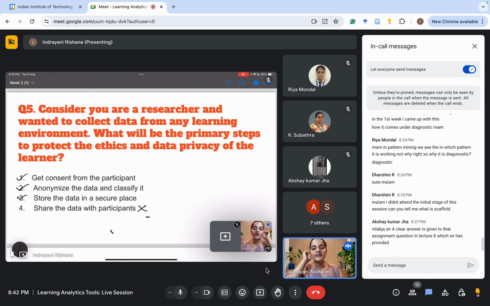So consider you are a researcher and you want to collect data from any learning environment. What are the primary steps to protect the ethics and data privacy of the learner? Getting informed consent from the participants, then anonymizing the data and storing it securely are all part of the ethical practices we perform to protect the privacy of learners. Sharing that data with other participants will not protect their data privacy; we would be breaching it. So that makes option 4 incorrect and options 1, 2, 3 correct.